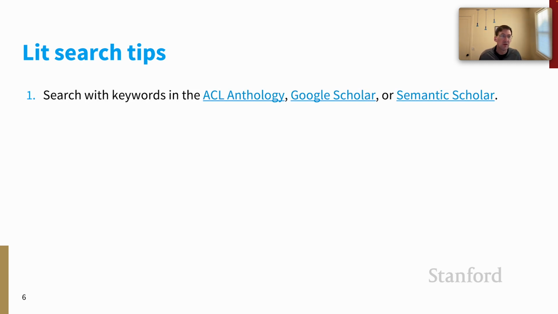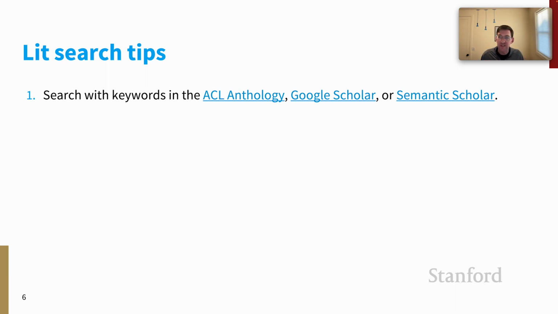In terms of actually conducting lit review searches, I do have some tips that I have found really productive over the years. So here's the kind of cycle that I still use regularly. Search with some keywords in the ACL Anthology, Google Scholar, or Semantic Scholar. Because it's NLP, I recommend starting with the ACL Anthology.